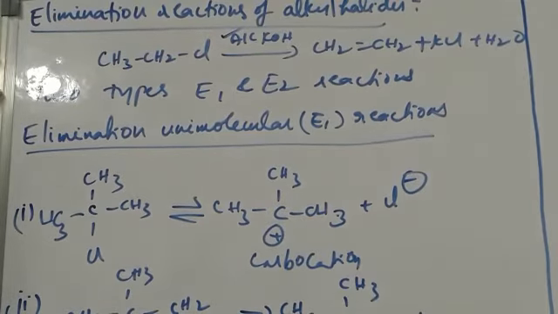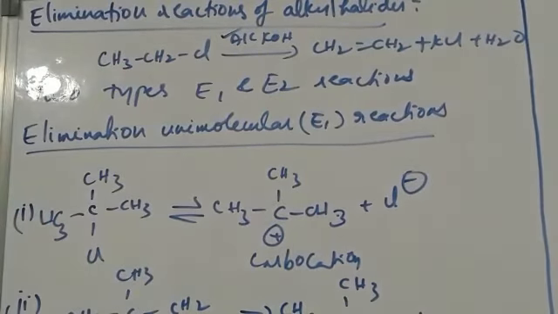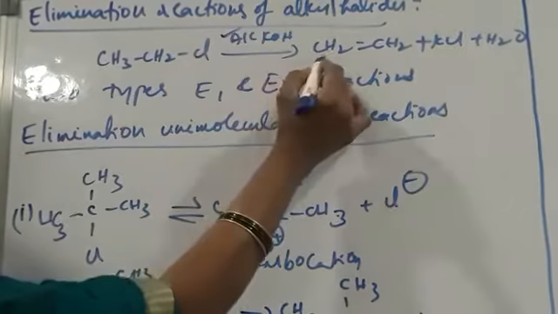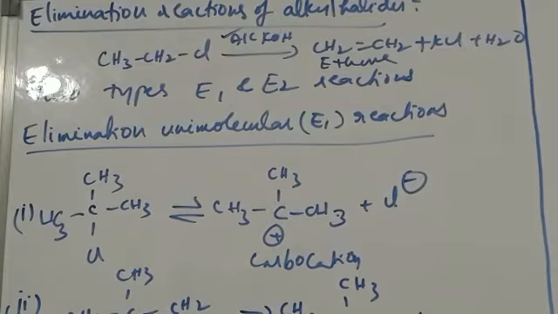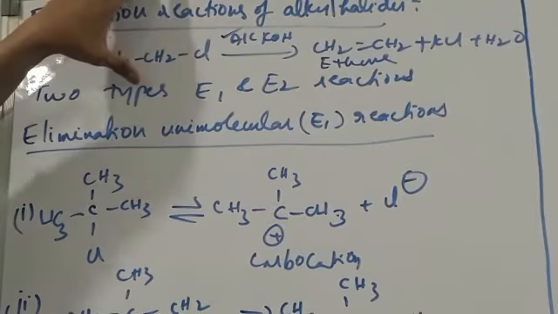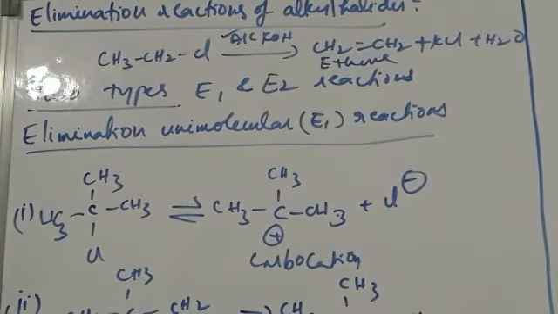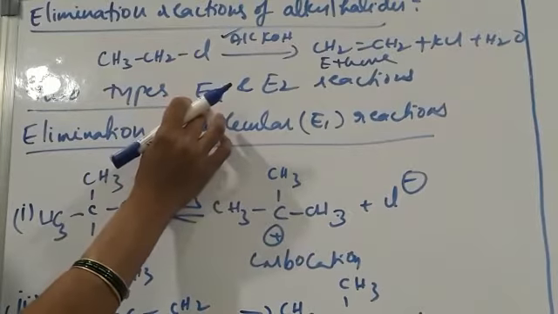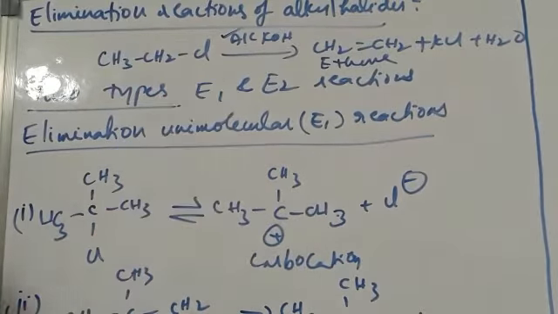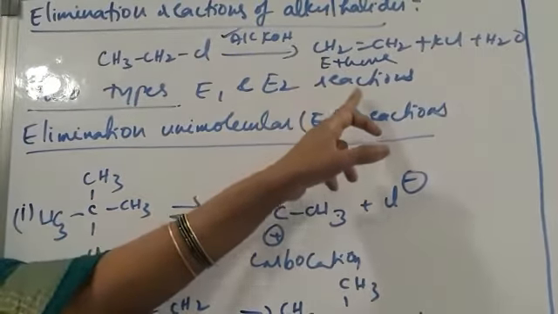Okay. So here with the removal of one hydrogen and one halogen from the adjacent carbon atoms, we get an unsaturated compound which is called ethene. Along with ethene we get potassium chloride and H2O. So elimination reactions are of two types: elimination unimolecular reactions, indicated with E1, and elimination bimolecular reactions, indicated with E2.